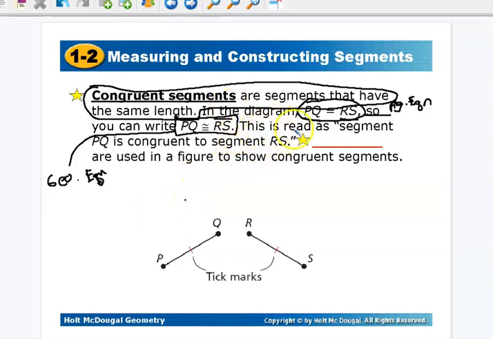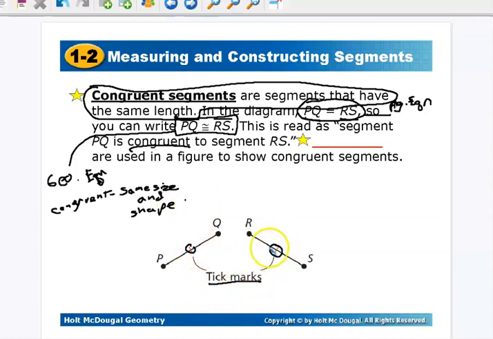And we read this as segment PQ, line segment PQ, no arrows, is congruent to segment RS. Okay? Congruent means same size and shape. Let's write that here. Congruent, same size and shape.